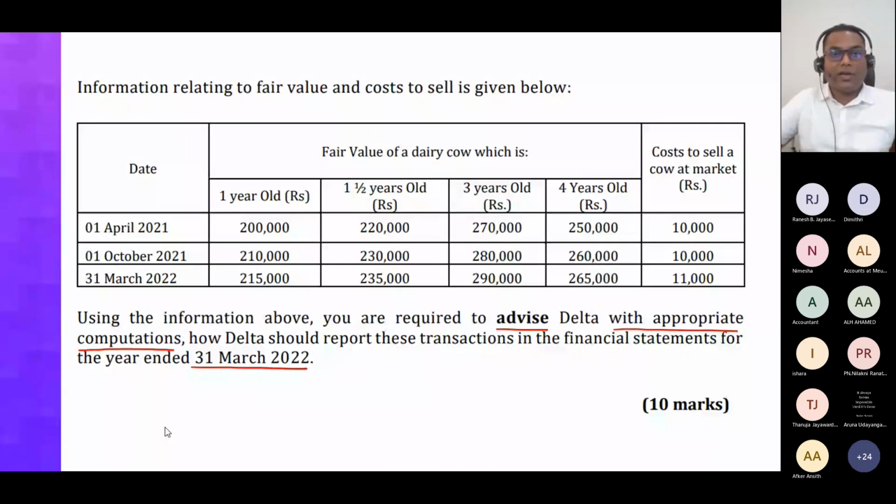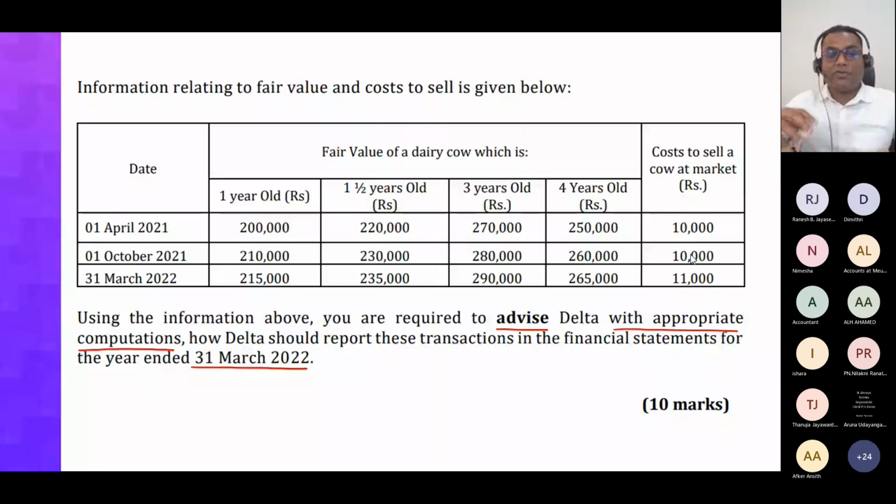Information relating to fair value and cost to sell is given below. You have been given a table: fair value of a dairy cow on 1st April 2021, at the beginning of the year, 1st October 2021, the date the new 20 cows were purchased, and 31st March 2022 at the end of the year. You have been given the fair value of 1 year old cows, 1.5 year old cows, 3 years old cows, and 4 years old cows, and the cost to sell a particular cow in the market. Selling cost is also given on each specified date.